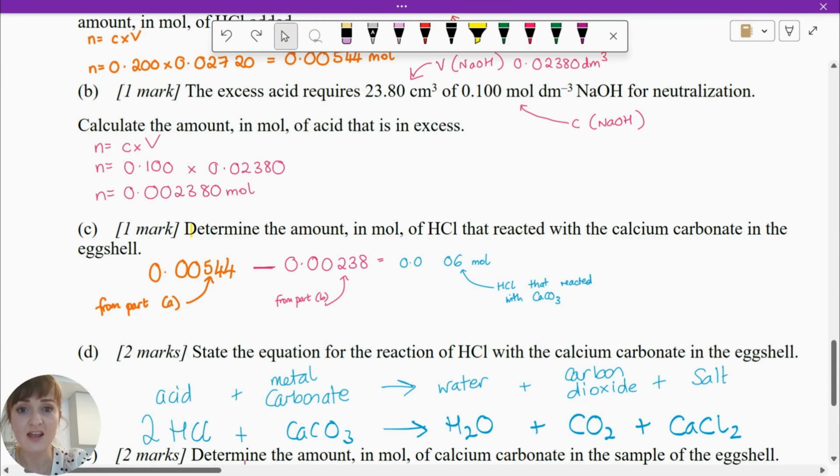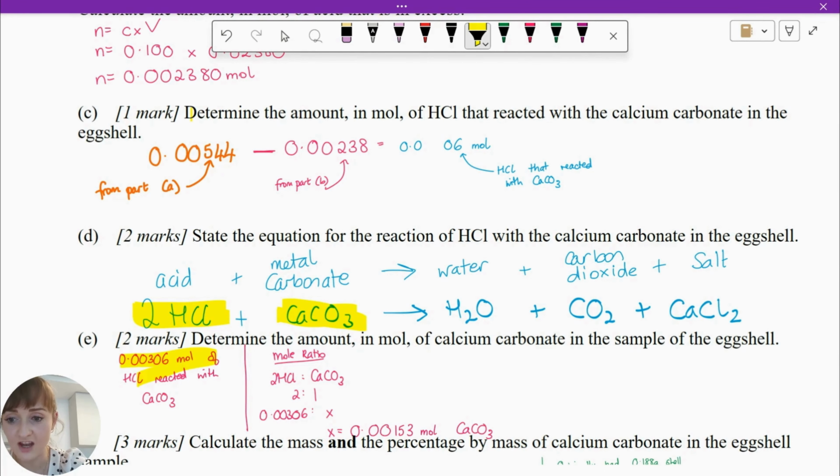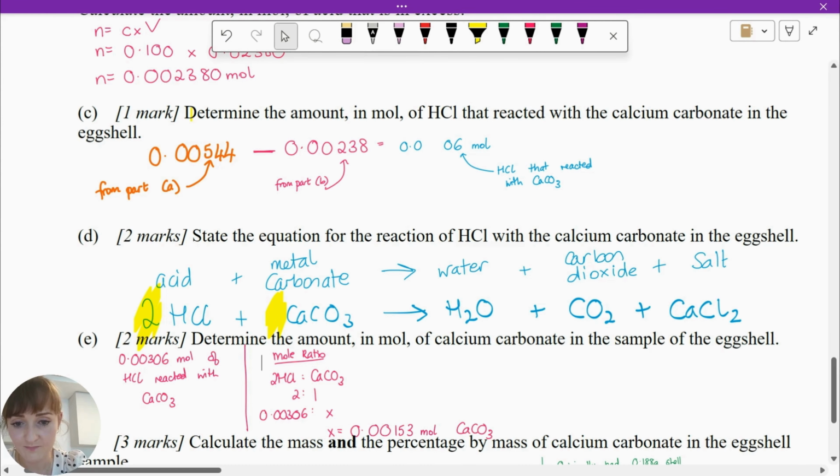So now what I know from this equation is that for every 2 moles of HCl I have, they react with 1 mole of CaCO3. So if I know that 0.00306 moles of HCl react with CaCO3, and I know that from part C, I know that half that number of moles of CaCO3 is what was required for that reaction. So I simply divide the number by 2. How did I know it's a half? I just linked it back to the chemical equation, and it's in a 2:1 mole ratio. So now what I know is that of that eggshell, 0.00153 moles of it is calcium carbonate.